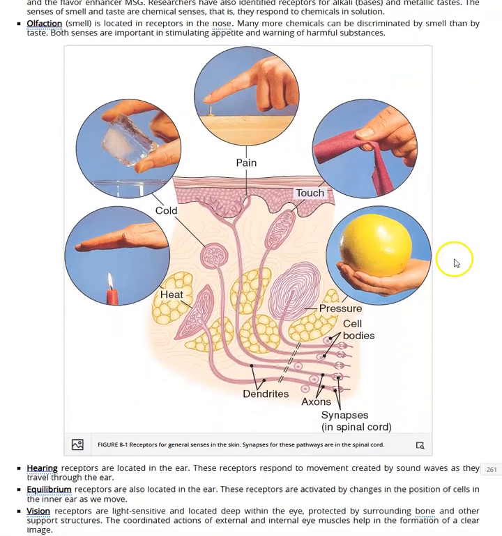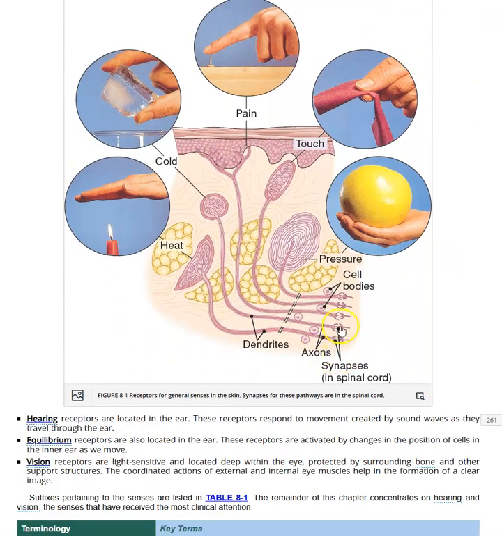A little diagram here. I like this one because it shows you where the sensory receptors are located within the skin, which we just talked about. So you can feel cold here, pain, touch, pressure. It's like when you're getting a massage, they have to push down deep for you to feel pressure.